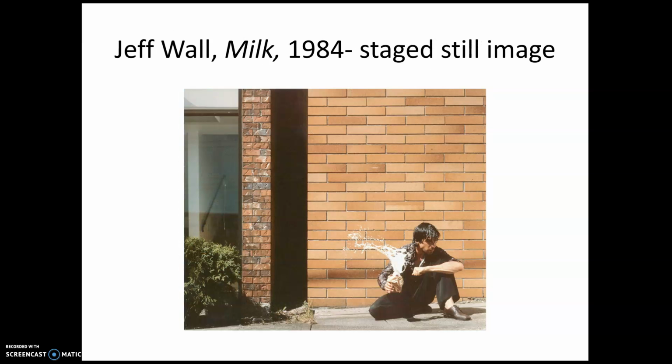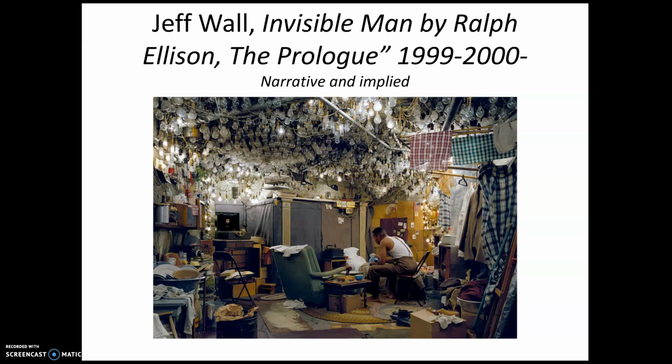This one is staged, obviously, but it's called Milk, 1984, and this man is sitting on the side of the curb. It's not really meant to trick you, but it is. You're curious of what's happening, and why is he doing that? This is Jeff Wall, Invisible Man, by Ralph Ellison. The prologue, 1999 to 2000. This is narrative and implied.